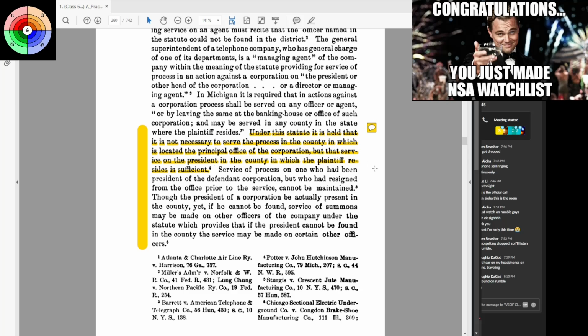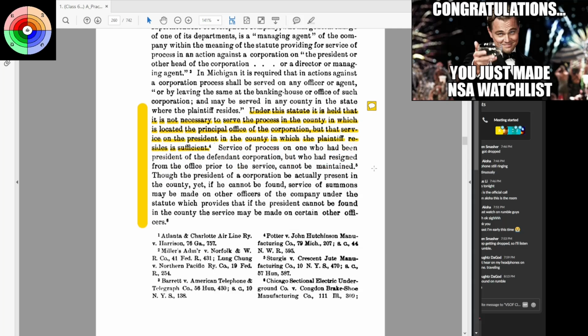And service of process on one who had been president of the defendant corporation, but who had resigned from the office prior to service, cannot be maintained. So if somebody leaves, and we'll get into this a little bit more when it deals with municipal corporations, there's kind of a funny story in here regarding a mayor. But if you go ahead and you leave, or if you've completely resigned prior to service, then the service upon you for the corporation cannot be maintained.